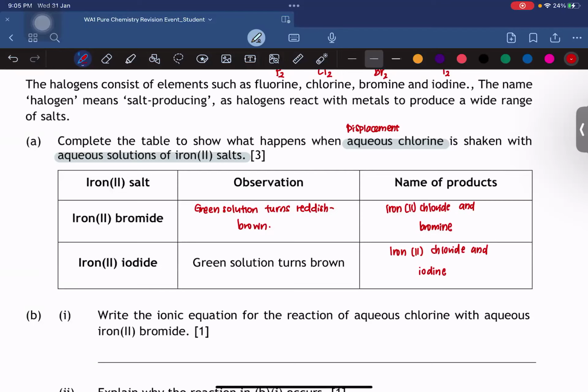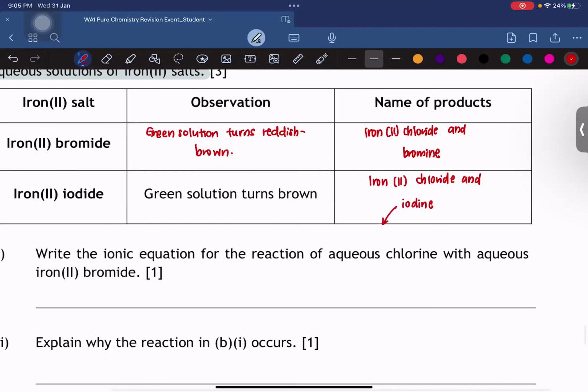Okay, let's talk a little bit about iodine. What is iodine's color when it's solid? Black. What is iodine's color when it is aqueous? Brown. What is iodine's color when it's a gas? Purple. Do you not know this? You need to know this. Solid, black. Aqueous, brown. Gas, purple. Iodine is a purple vapor. Black solid, and aqueous is brown in color.